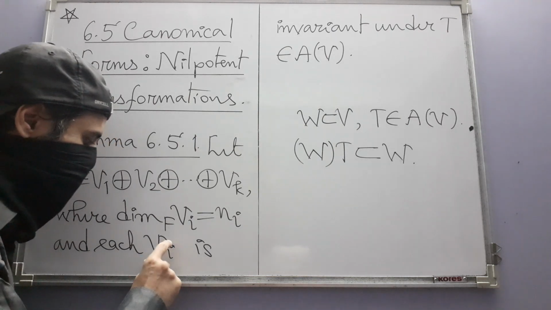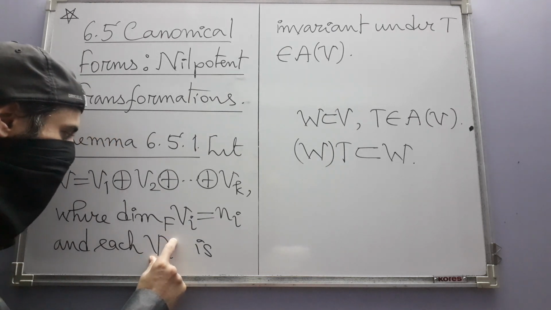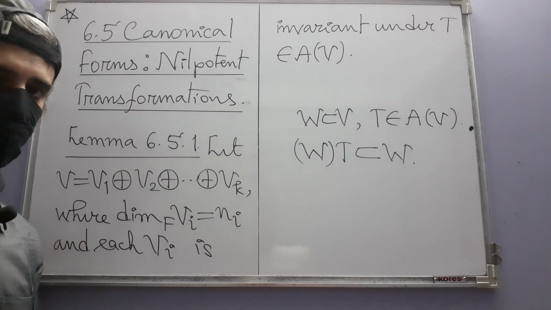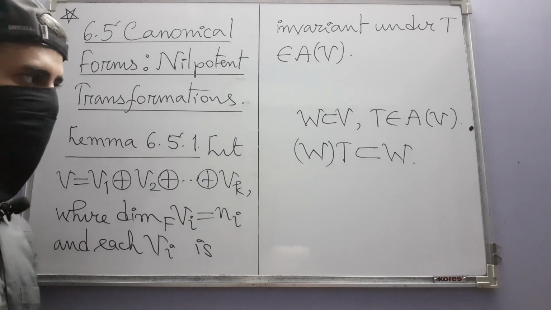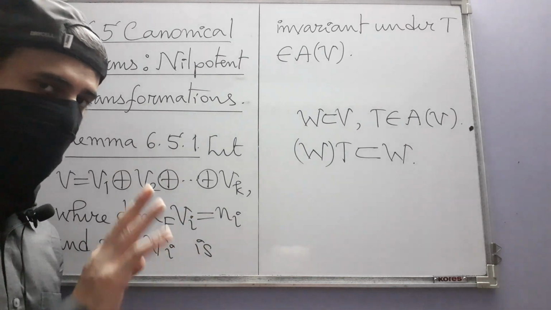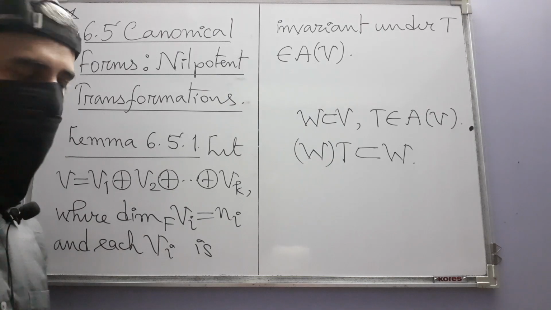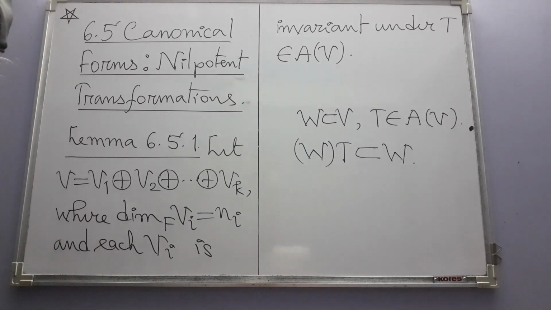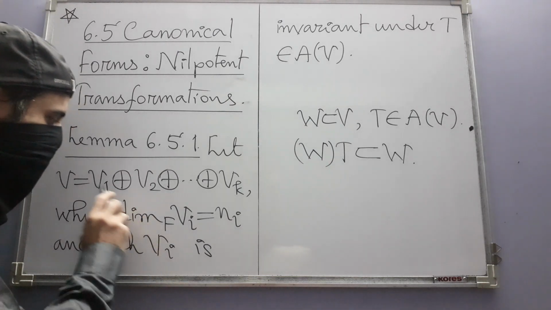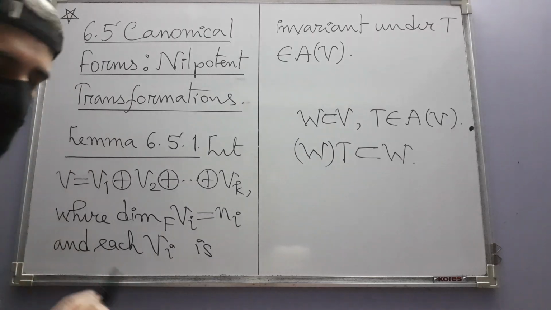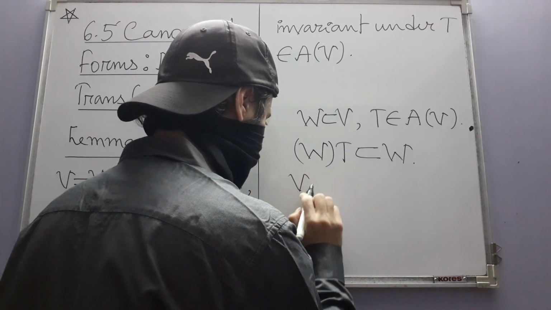But the problem is, is Vi a subspace of V? If you simply think, it's not actually. Why? That's because for Vi to be a subspace of V, Vi first of all has to be a subset of V.